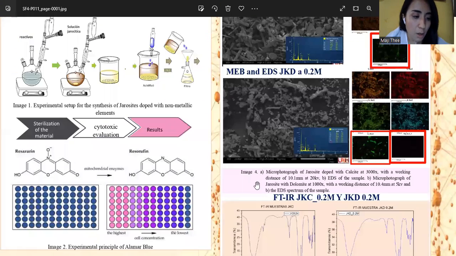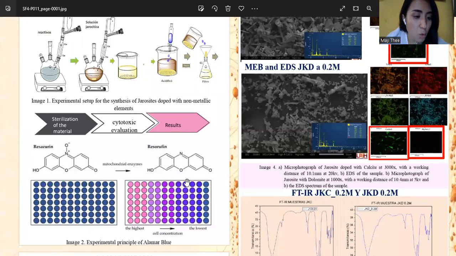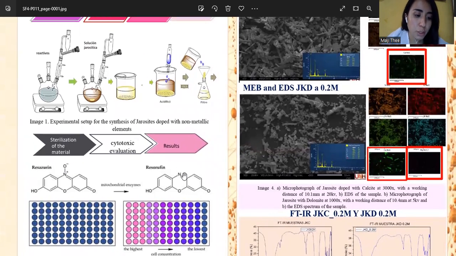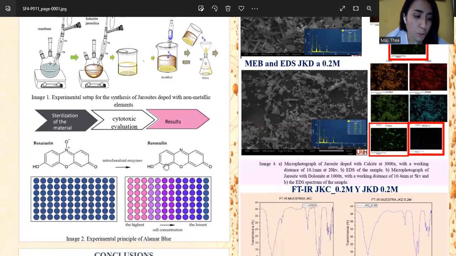diffraction. Once the material was characterized, cytotoxicity was evaluated using the Alamar Blue technique, using mesenchymal cells for 3, 7, and 10 days of evaluation.